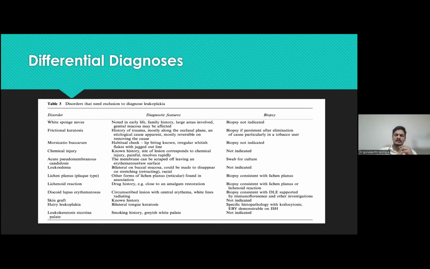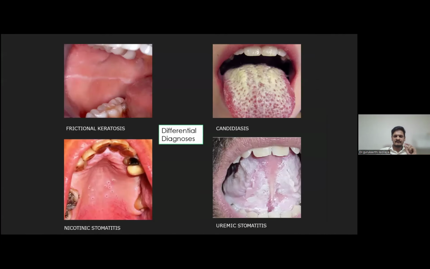So these are a few examples where we can find out the cause for each of these diagnoses, and we can rule out leukoplakia. These are again examples of lesions looking similar to leukoplakia, such as frictional keratosis because of tooth trauma, candidiasis, nicotinic stomatitis in case of a chronic smoker, and also uremic stomatitis because of systemic conditions.